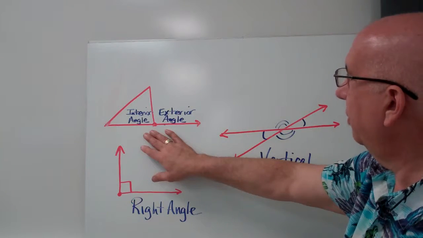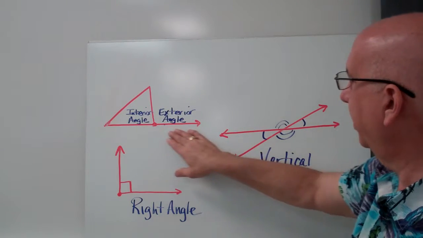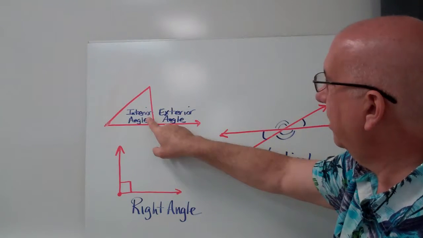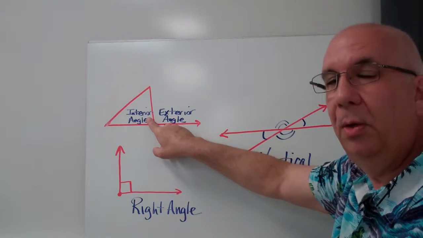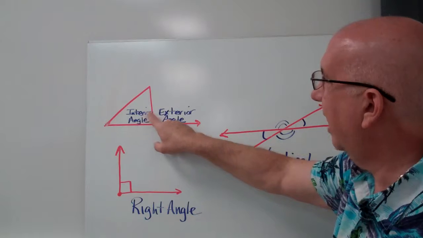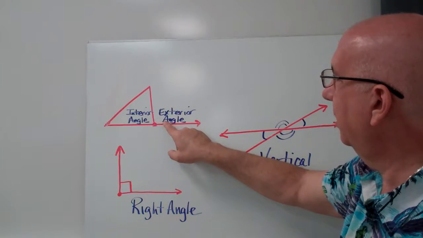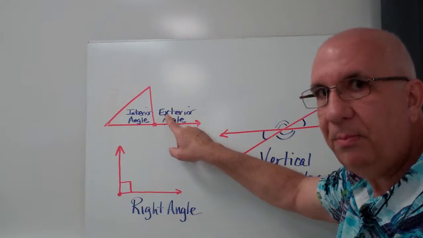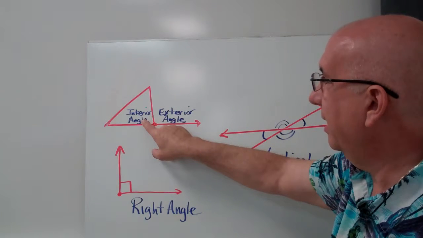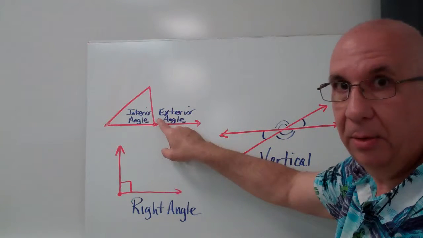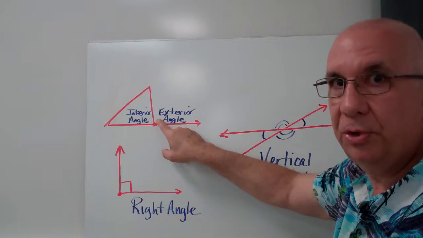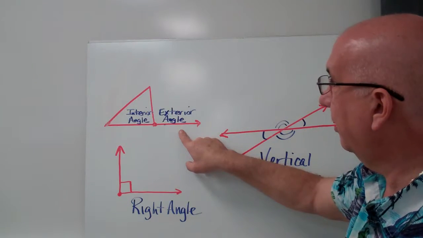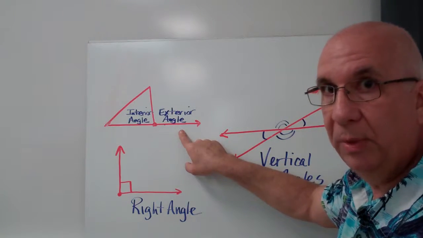Here we have an example of two different types of angles. We have a triangle with a side extended as a ray. Inside, this angle right here is called the interior angle. Why? Because this angle is inside the triangle. This one is called the exterior angle because this is still an angle, but it's outside the triangle. So this is an interior angle and this is an exterior angle because it is exterior to the triangle. If you have an interior and exterior angle, they will also always be supplementary.